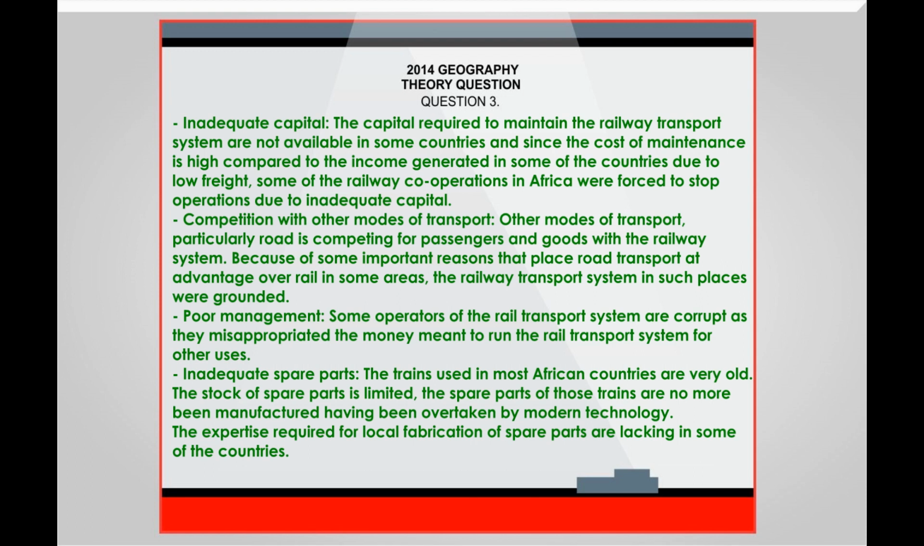Inadequate spare parts. The trains used in most African countries are very old. The stock of spare parts is limited. The spare parts of those trains are no more being manufactured, having been overtaken by modern technology. The expertise required for local fabrication of spare parts is lacking in some of the countries.